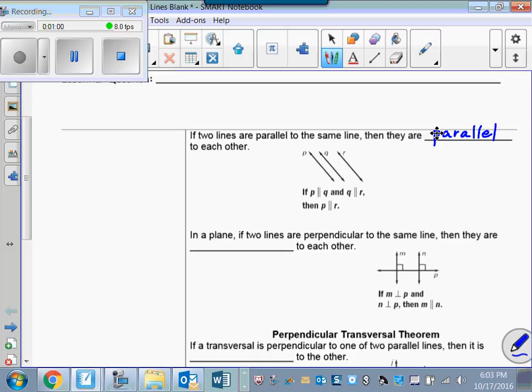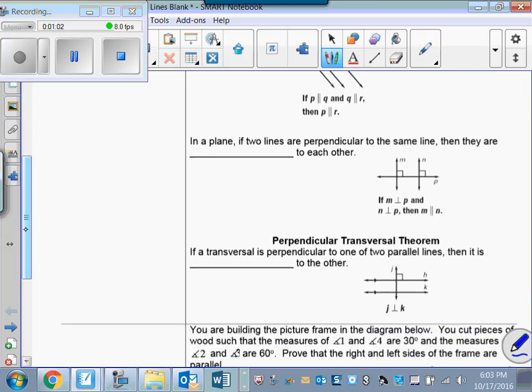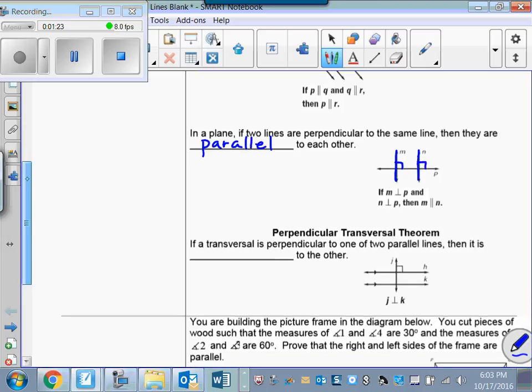That makes pretty good sense. In a plane, if two lines are perpendicular to the same line, then they are parallel to each other. So look at your figure here. M is perpendicular to P. N is perpendicular to P. Therefore, I know that M is parallel to N.